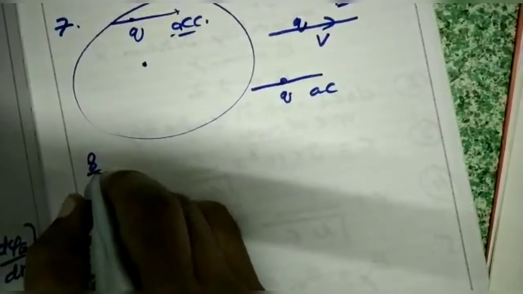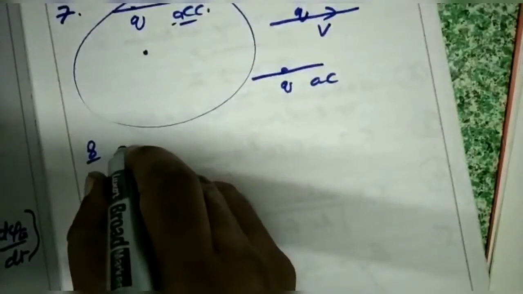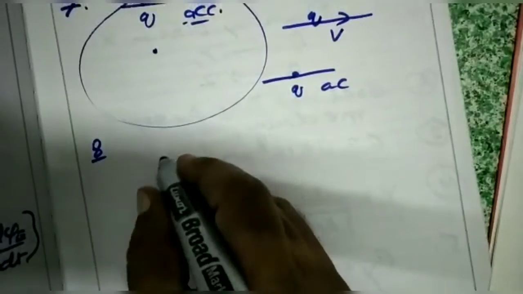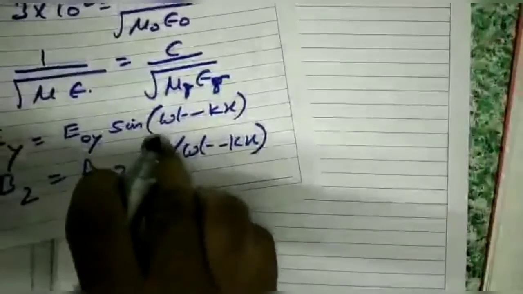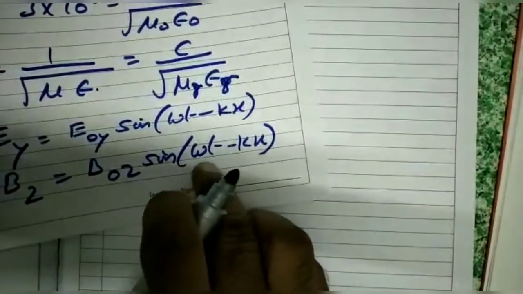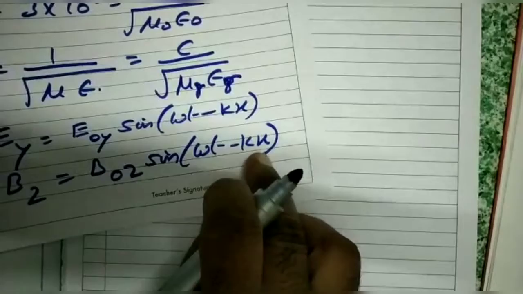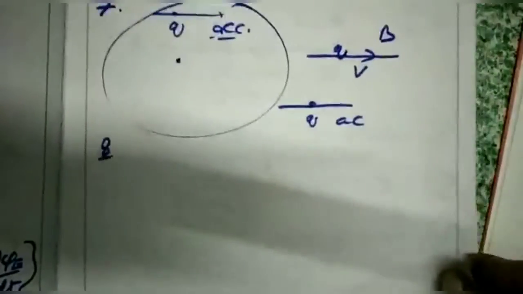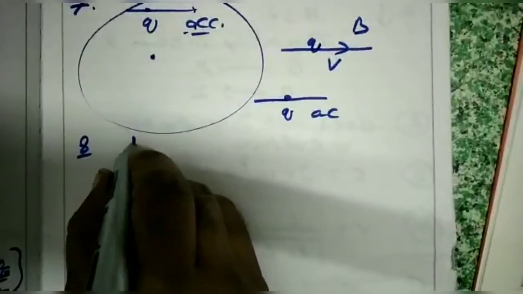So next, the 8th point is: in any electromagnetic wave, both fields are in the same phase. Just now I wrote the electric field expression, which has the angle, called the phase, omega t minus kx. In the magnetic field also, the angle omega t minus kx is the same. Means both are in the same phase. So this is the property. In both expressions, the angle should be the same.